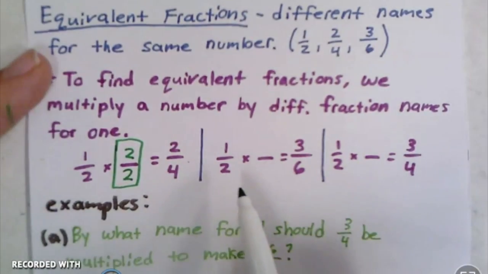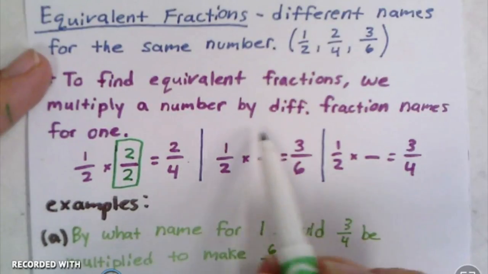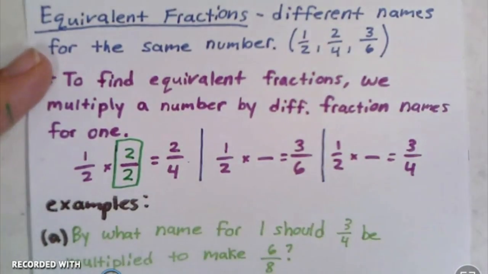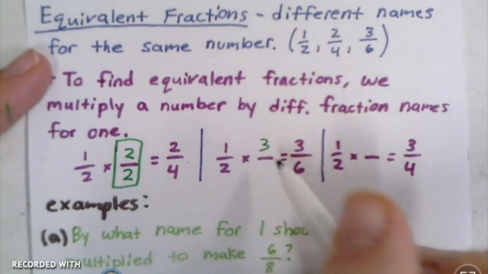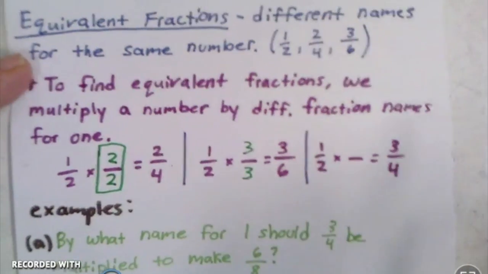All right, try this one on your own. Hit pause, try it on your own, and then unpause and see if you got it right. What fraction that equals 1 would I have to multiply 1/2 by to get 3/6? Did you get 3/3? Good. So 2 times 3 is 6. 1 times 3 is 3.